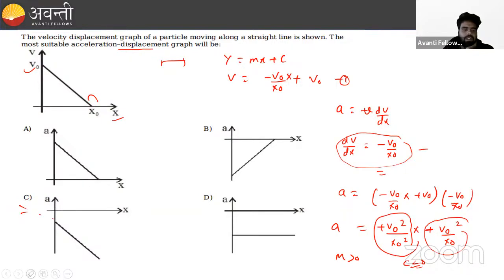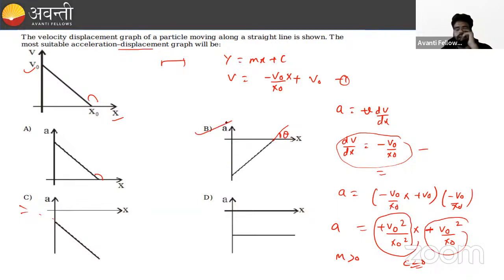If we compare with this equation, where the slope is positive, it means theta is an acute angle. So in this graph, theta is acute. This one is obtuse, so it is not our answer. This is also not our answer. But in this graph, theta is acute, the slope is positive, and the y-intercept is negative.